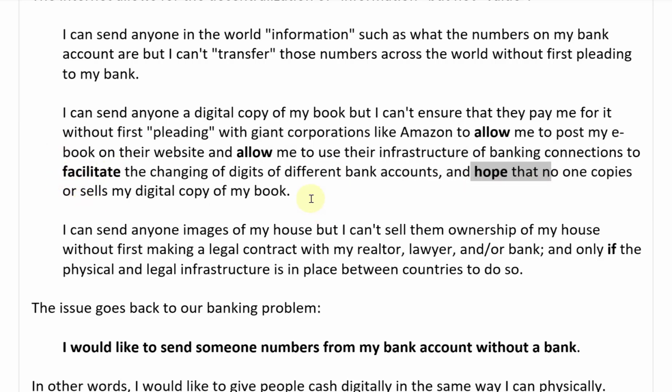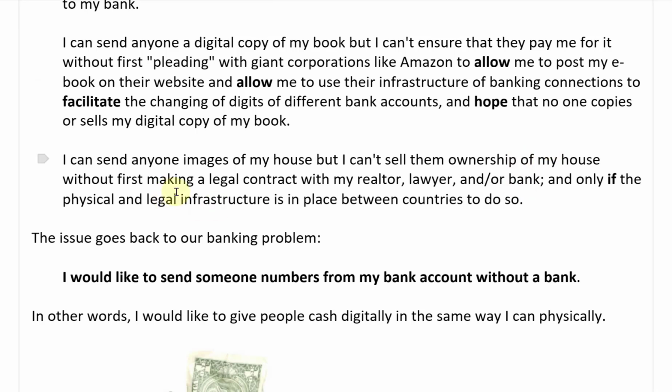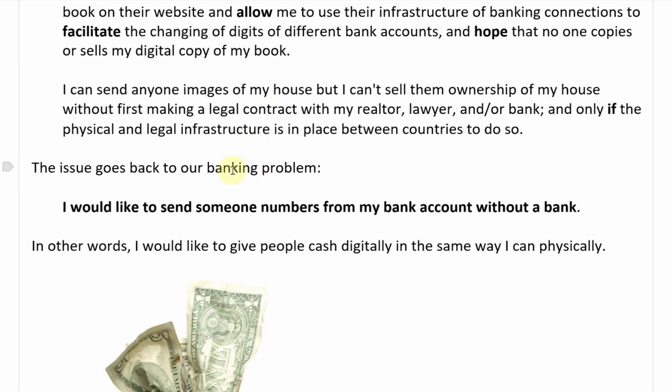Remember, this is the current system that we're in. I can send anyone images of my house, but I can't sell them ownership of my house without first making a legal contract with my realtor, lawyer, and/or bank, and only if the physical and legal infrastructure is in place between countries to do so, or in states, or in provinces, and so on, or in cities. So there's got to be an infrastructure set up for that in this current scheme.